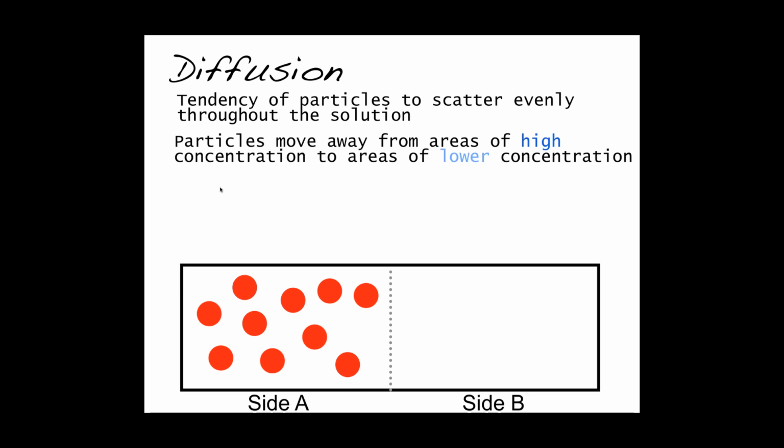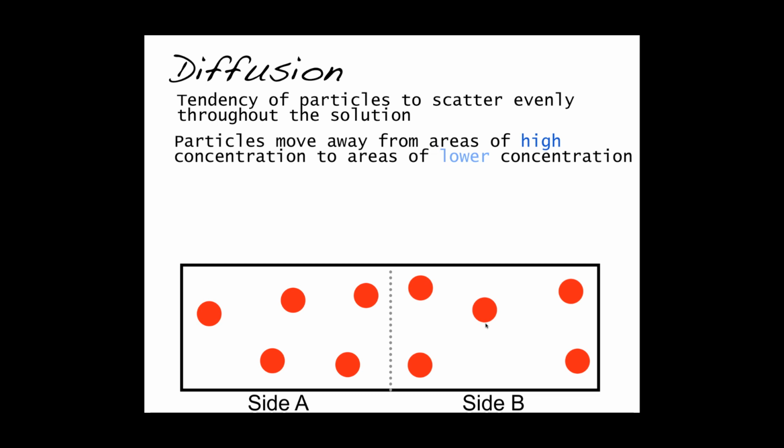If you look at this diagram in the bottom of my screen, I've got a lot of molecules on the left-hand side and none on the right-hand side. So if you had to guess, which way are the molecules going to move? They're going to move from an area of high concentration to an area of low concentration, and that's exactly what happens. So here we go. Here go the molecules from an area of high to an area of low.